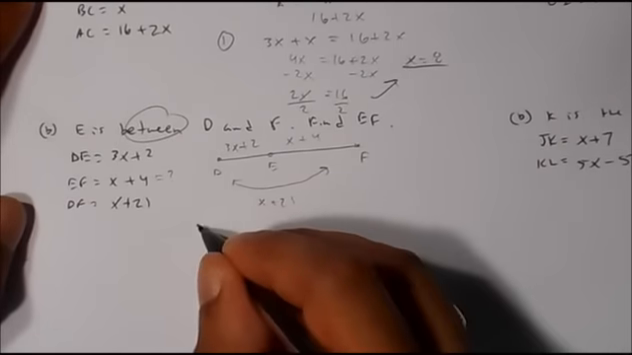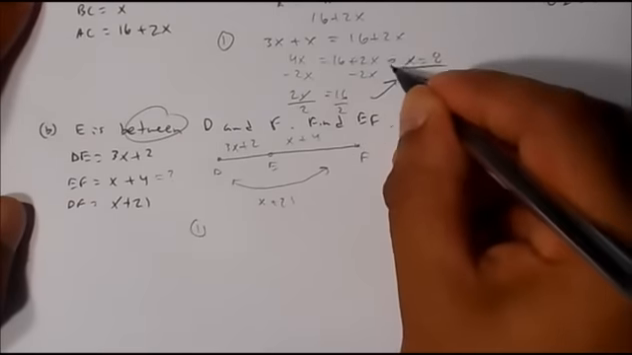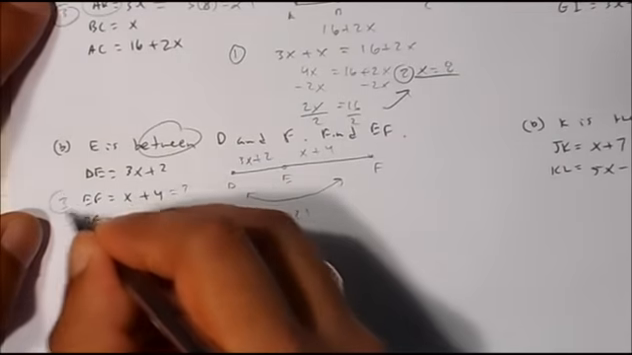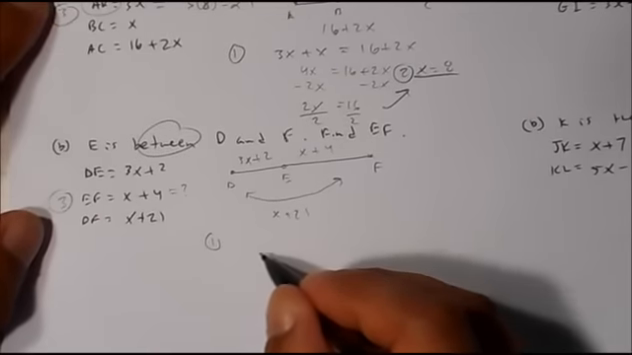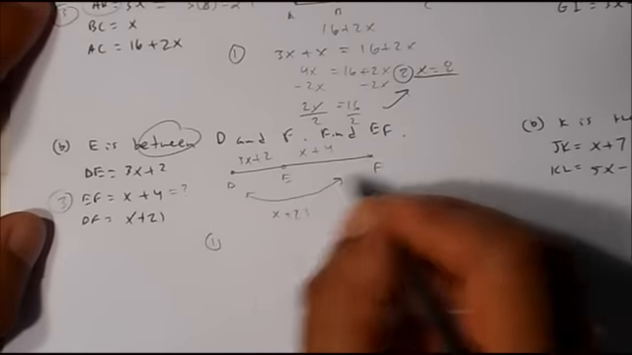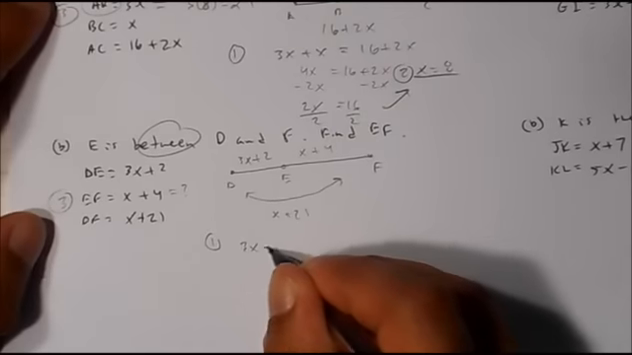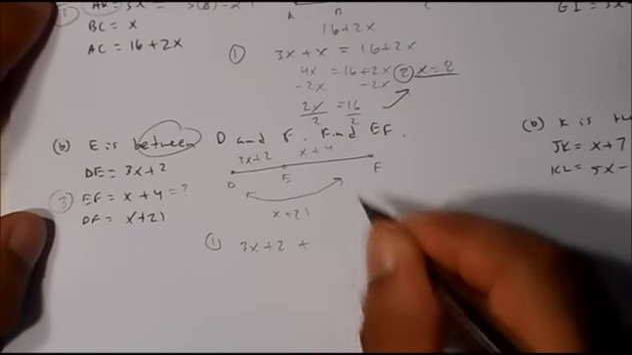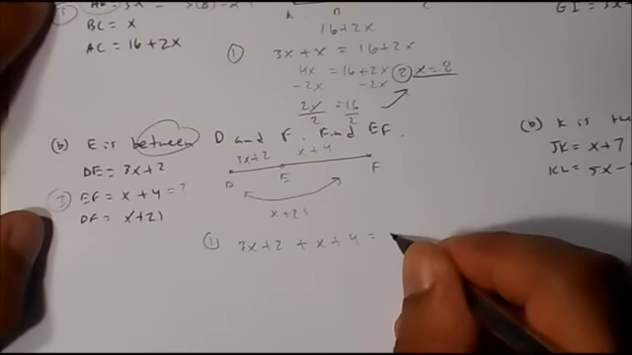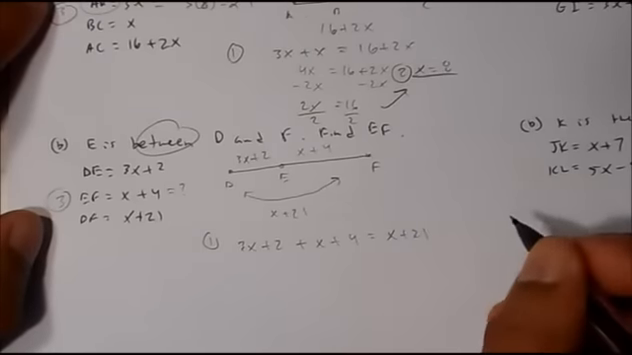So how do we set up our equation? What's our first step? We have to look for the first step, set up our equation. So segment addition, DE plus EF. Then we have 3x plus 2 plus x plus 4 is equal to x plus 21.